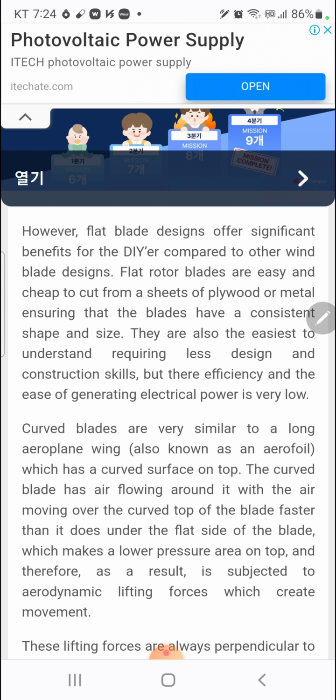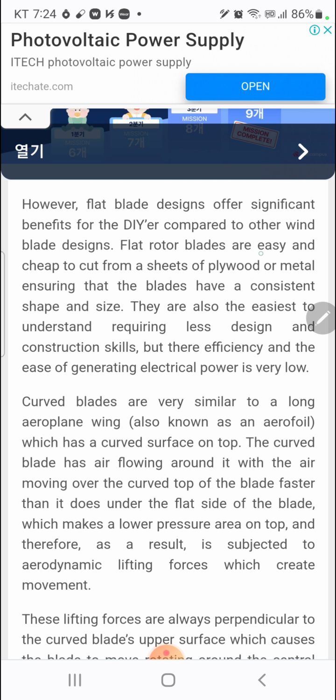Compared to other wind blade designs, flat rotor blades are easy and cheap to cut from sheets of plywood and metal, ensuring that the blades have a consistent shape and size. They are also the easiest to understand, requiring less design and construction skills, but their efficiency and the ease of generating electrical power is very low.